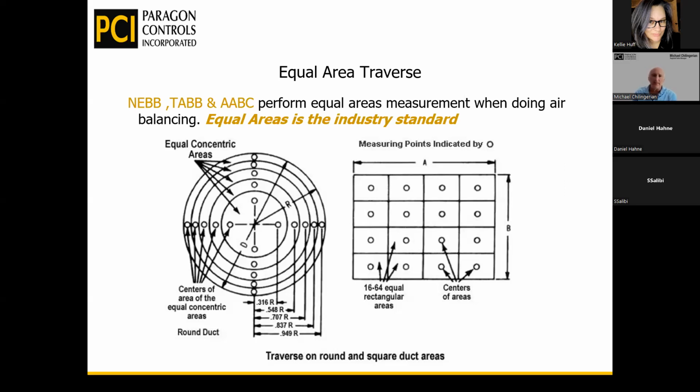And this is a simple method of coming up with a grid of sensors, and the larger your area, the more sensing points you're going to be measuring. Usually it starts off at about 16 points, but it will get up to about 64. So equal areas, like I said, is the industry standard in general for doing airflow measurement, whether it's a circular, rectangular, or square area that we're measuring. So equal areas is our standard.